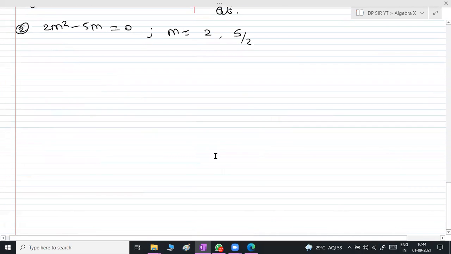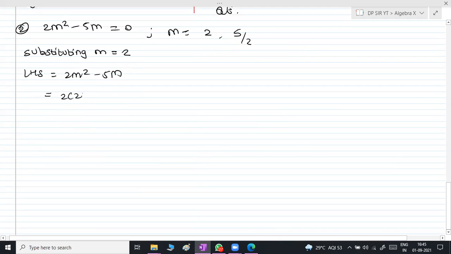Okay, so I'm having a clear view. So we'll substitute first m is equal to 2. So substituting, we are checking for m is equal to 2. So substituting m is equal to 2 in LHS. LHS here is nothing but 2m square minus 5m. Here it's going to be 2 into 2 square minus 5 into 2. Here is going to be 2 into 4 minus 5 into 2. Here it's going to be 8 minus 10, which is equal to minus 2, if I am not wrong. And which is not equal to RHS.